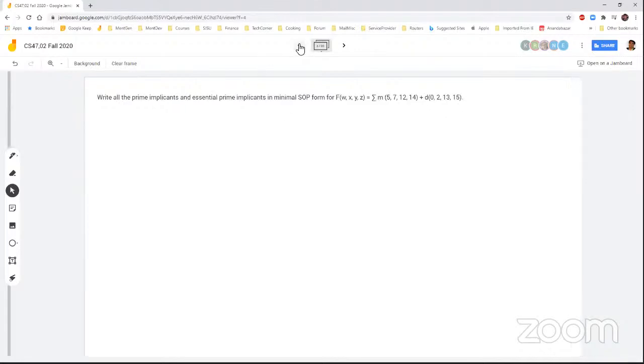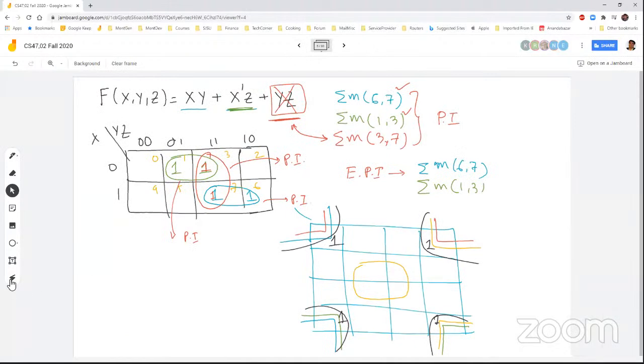Just like I just showed you in this form, this is a prime implicant, sigma M6. So it is practically telling you what groups I am making. Those are the prime implicants, and this is the minimal SOP form for the essential prime implicant identification as well.